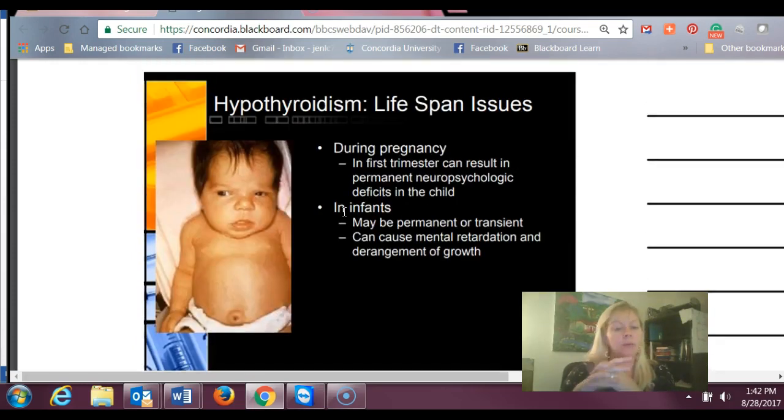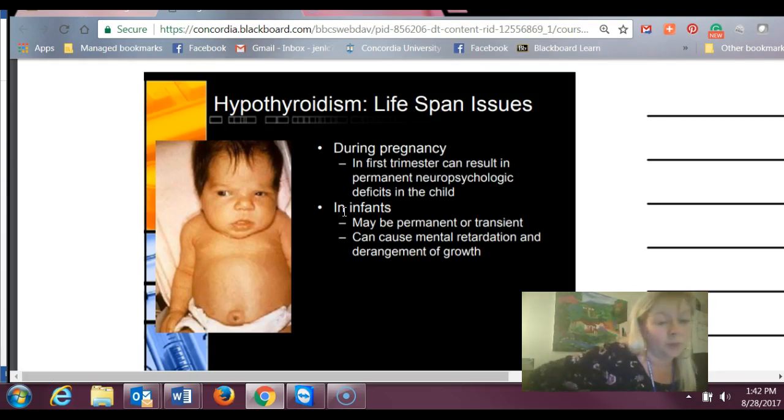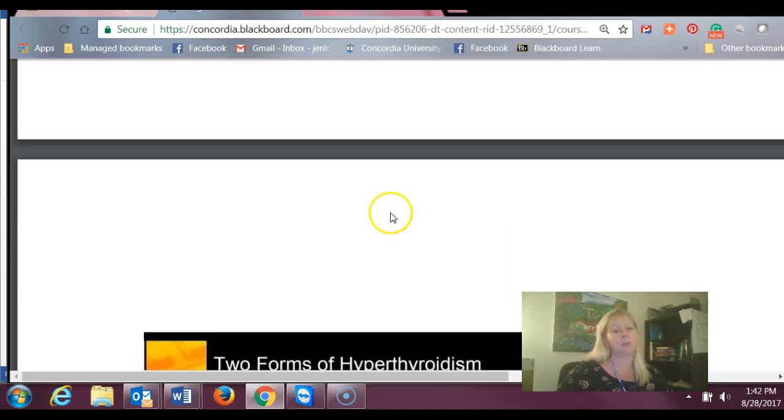So during pregnancy, it's really important to make sure that you're treated, because if you don't, then the infants can have permanent psychologic deficits. It may be permanent or transient. It can cause mental retardation, derangement of growth. So that is one reason why prenatal care is very important. If anybody has hypothyroidism, they cannot skip a dose. They need to have their TSH monitored throughout their pregnancy and make sure they're taking their medications.